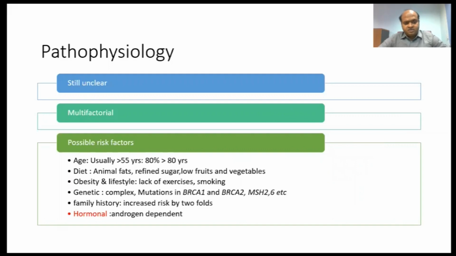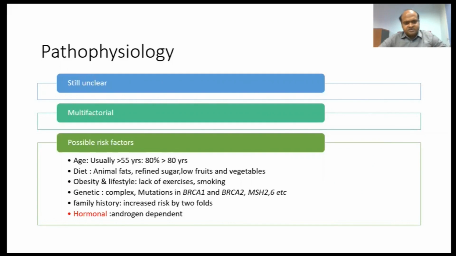The most common risk factor is age, and prostate cancer is usually seen in men more than 55 years of age. It has been seen in autopsy findings that in males more than 18 years, 80% of them have a focus of prostate cancer. In dietary factors, animal fats and low fruits and vegetables have a negative impact in the causation of prostatic cancer.